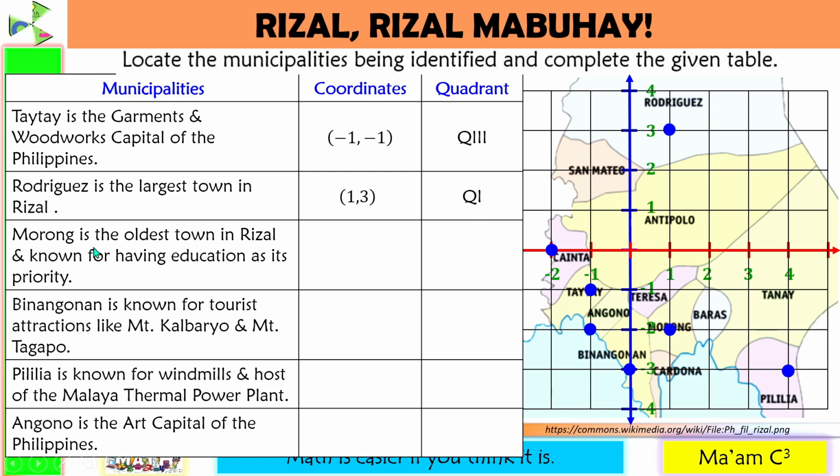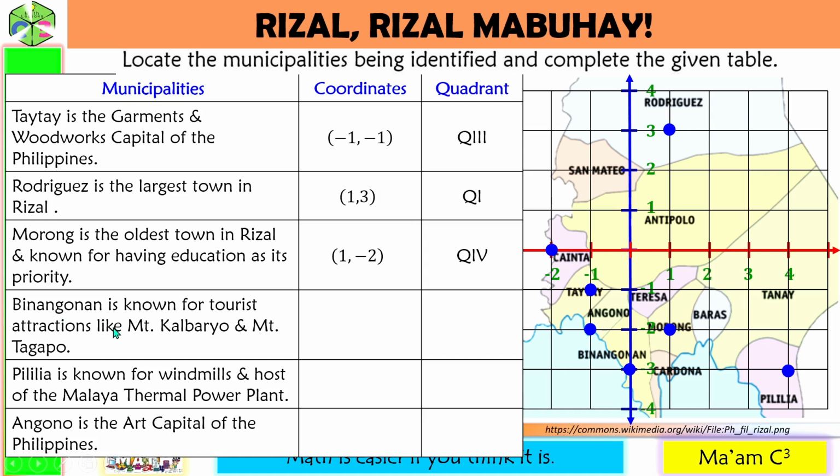Next one, Morong is the oldest town in Rizal and known for having education as its priority. Their tagline, education first. Where is Morong? It's here. So from the origin, you need to move 1 unit to the right and then 1, 2 units down. So 1, negative 2. Since the first coordinate is positive, the second is negative, Morong is located at the fourth quadrant.